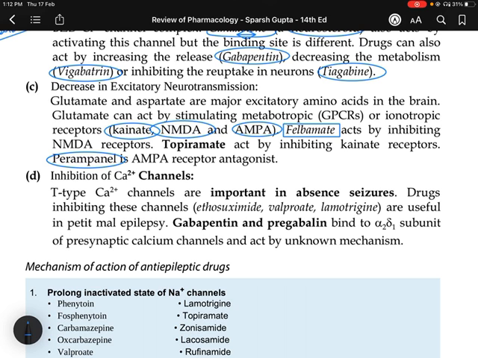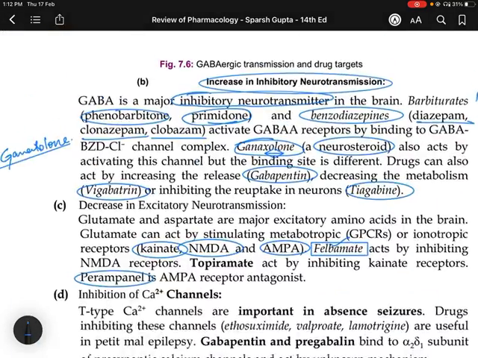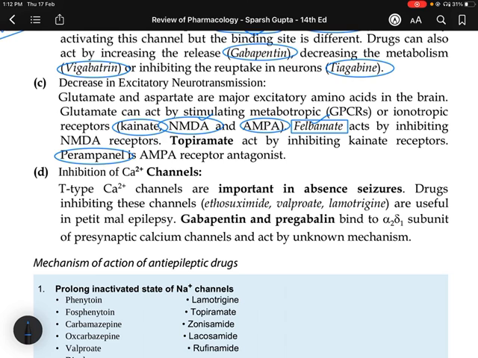So glutamate and aspartate are excitatory. Glutamate can act by stimulating the metabotropic or ionotropic receptors, kainate, NMDA, and AMPA. Felbamate acts by inhibiting NMDA, and topiramate acts by inhibiting kainate receptors. Felbamate inhibits NMDA receptors. Then topiramate inhibits the kainate receptors, and perampanel inhibits AMPA. Topiramate also inhibits calcium channels.